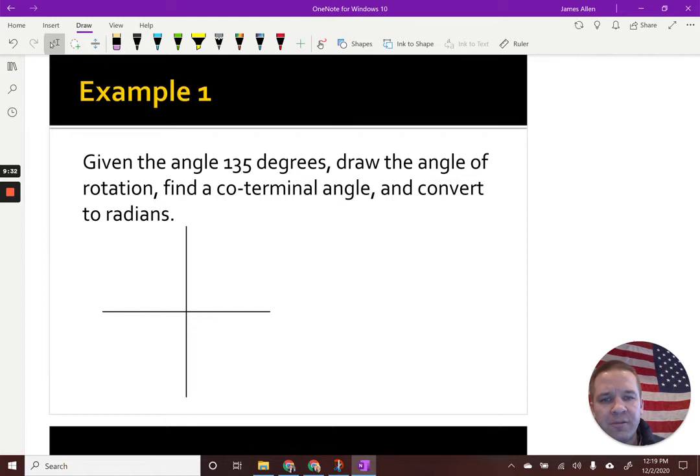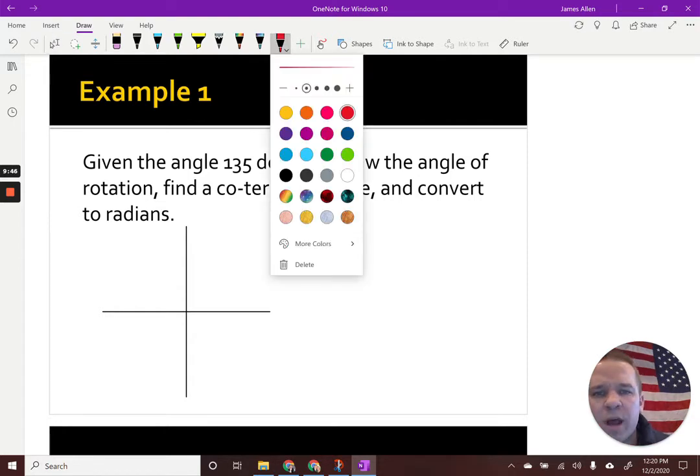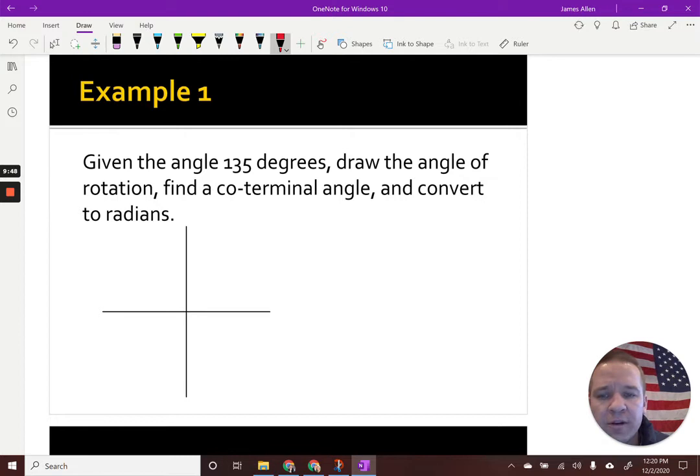All right, some examples with this now. Given the angle 135 degrees, draw the angle of rotation, find a coterminal angle, and convert to radians. So this one we didn't restrict what your coterminal angle could be. So there's an infinite number of them, but I'm just going to give you one. All right, so first let's go ahead and draw this thing. I'll keep it red. 135 degrees. Where's that going to land? Well, that's going to be in my second quadrant right there.